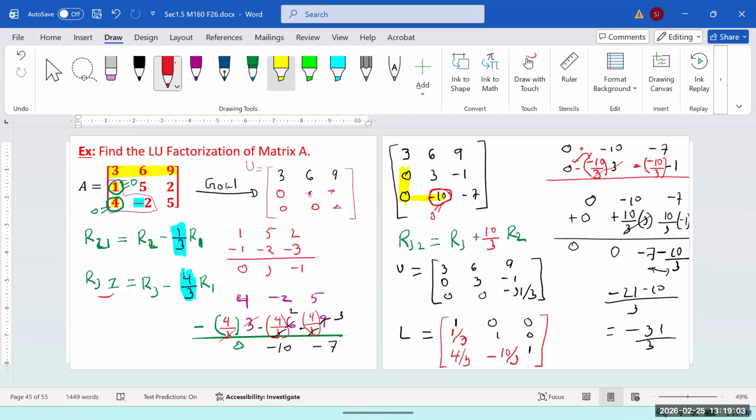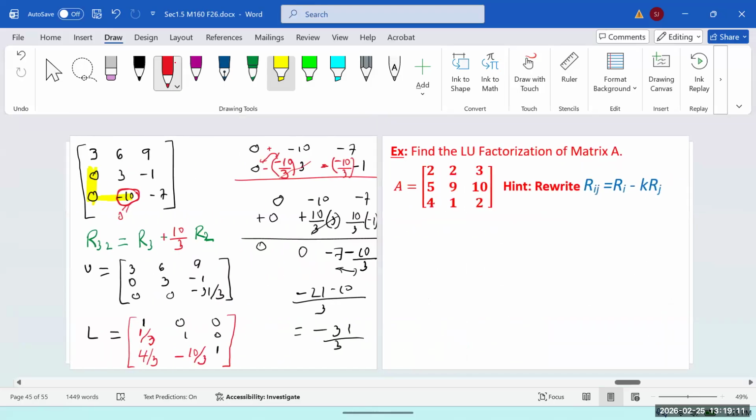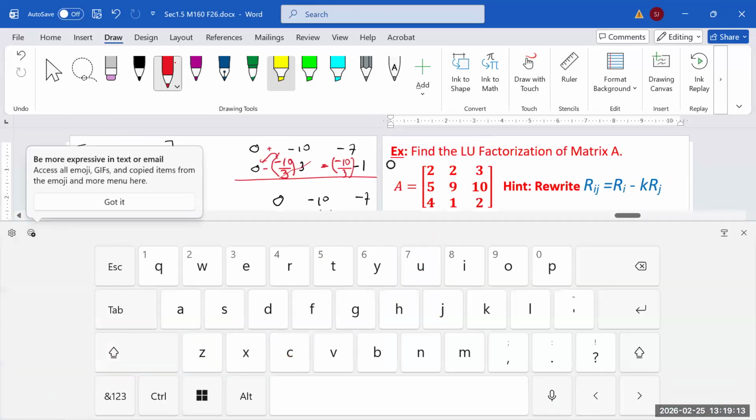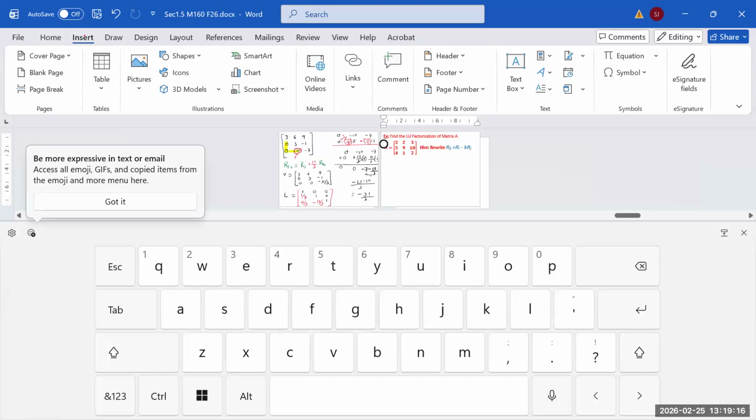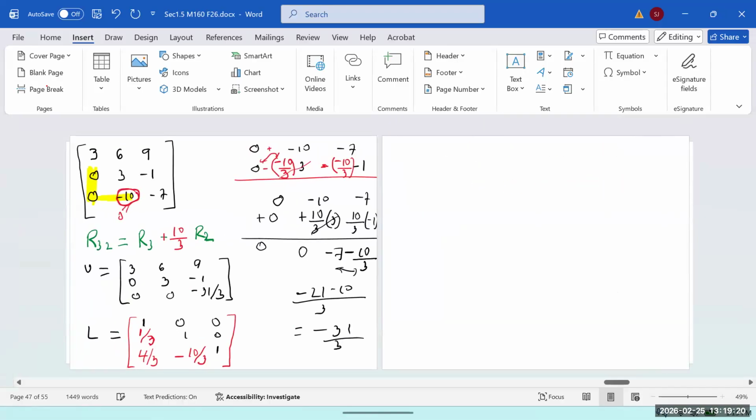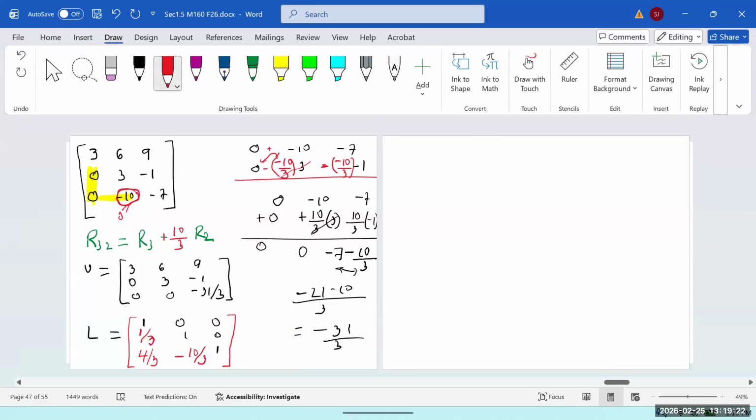Now, I'm doubtful about my answer because all these fractions look scary. So I have to check whether I did it correctly or not. In order to check, we can always multiply them back to see if we get the original matrix back or not. So A should be L times U.